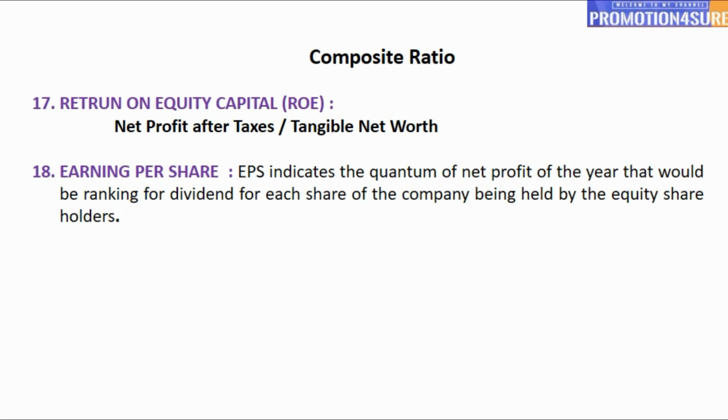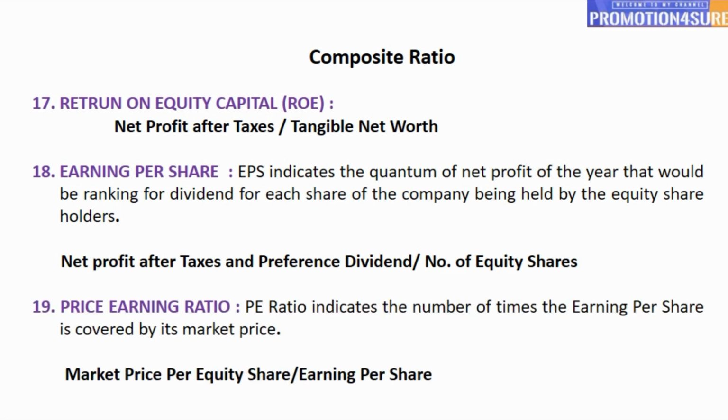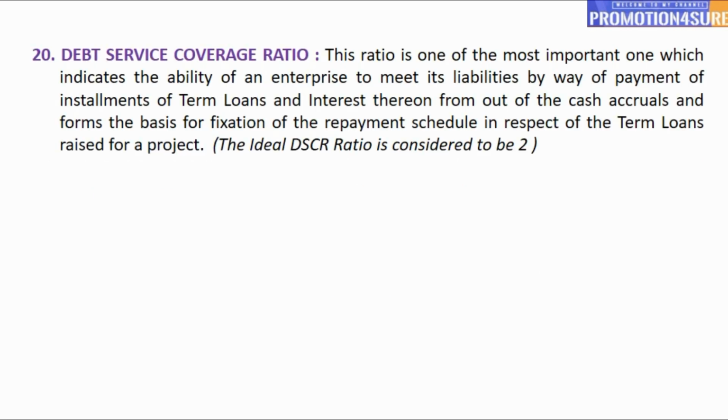Earning per share indicates the quantum of net profit of the year that would be ranking for dividend for each share of the company being held by the equity shareholders. So it is net profit after tax and preference dividend divided by number of equity shares. Price earning ratio indicates the number of times the earning per share is covered by its market price. So it is market price per equity share divided by earning per share.